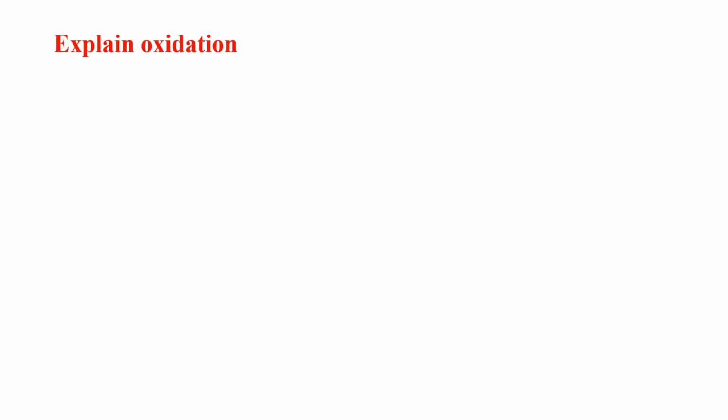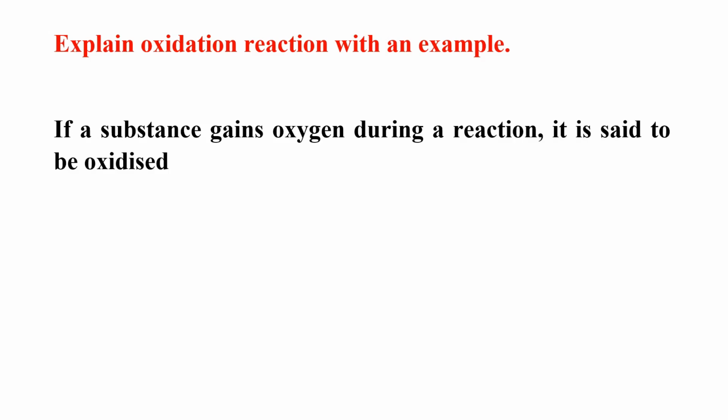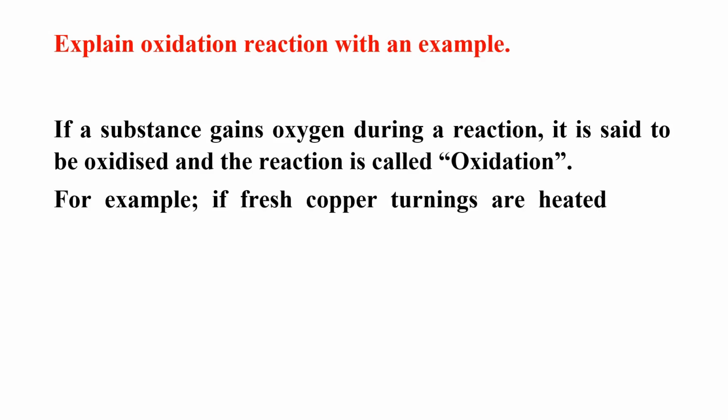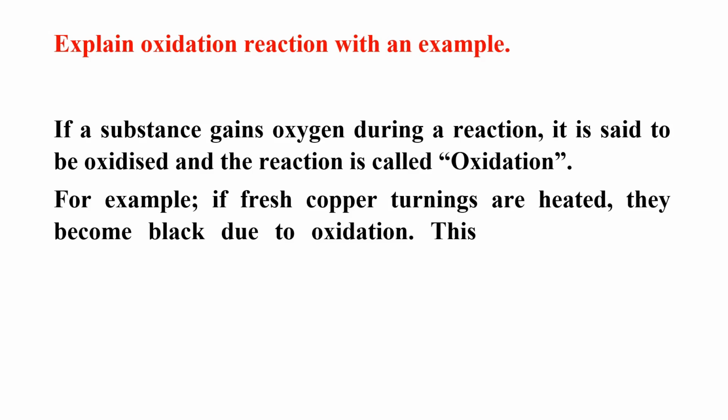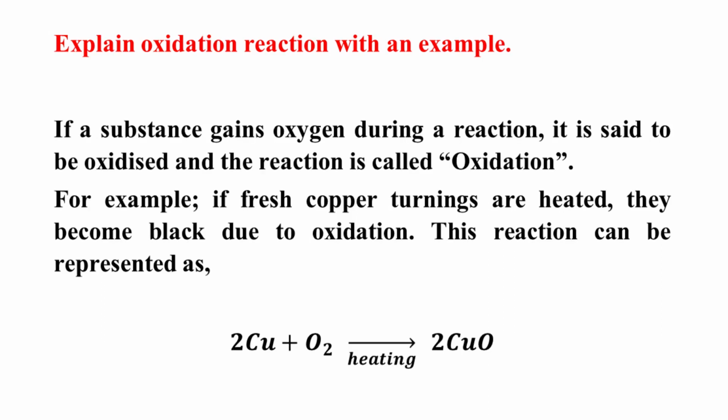Explain oxidation reaction with an example. If a substance gains oxygen during a reaction, it is said to be oxidized, and the reaction is called oxidation. For example, if fresh copper turnings are heated, they become black due to oxidation. This reaction can be represented as 2Cu solid plus O2 gas on heating gives rise to 2CuO solid.